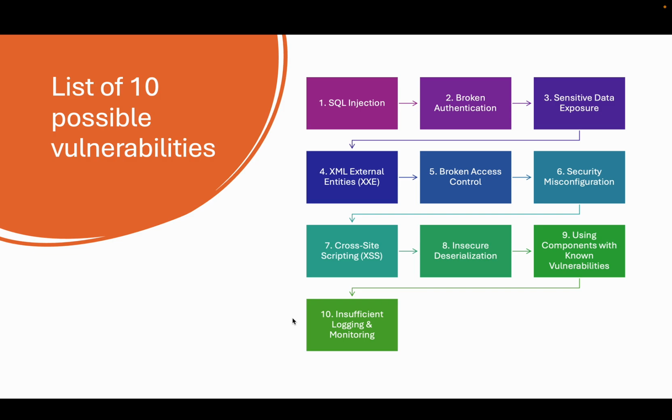XML entities, which I would say are like independent files which have instructions of what to do, and they could also corrupt a lot of different areas. So we also have broken access control, security misconfiguration, cross-site scripting, insecure deserialization, using components with known vulnerabilities, and insufficient logging and monitoring. These are all different types of vulnerabilities which could occur if not addressed, if not fixed.